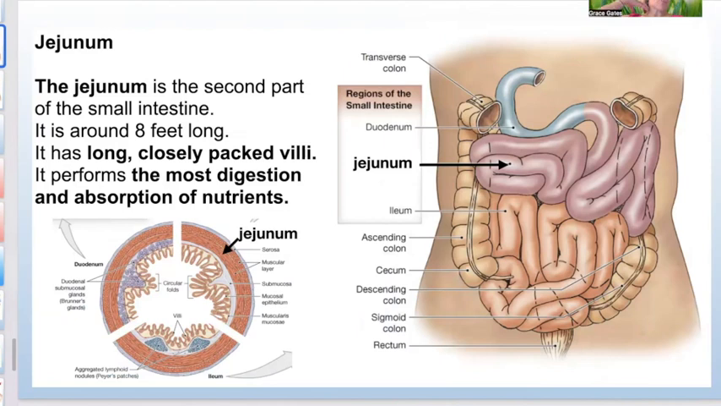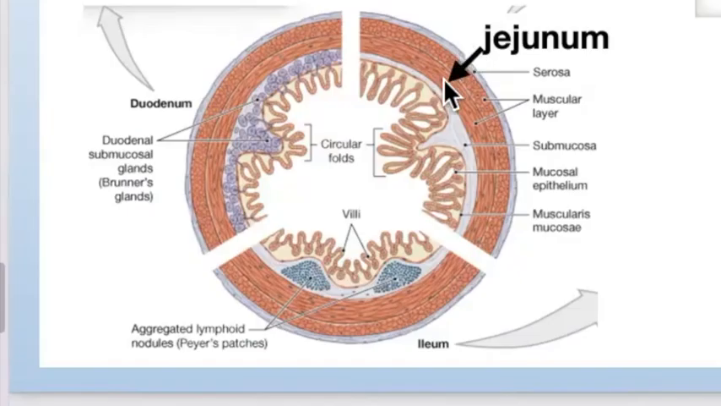The jejunum is the second part of the small intestine. It is around 8 feet long, but you can remember 10 if you want. It has long, closely packed villi, and it performs most digestion and absorption of nutrients. And you see here, I have a little cross-sectional view showing the jejunum, and you can see that the villi are quite long and closely packed. You can compare them to the villi in the duodenum, which are shorter and more widely spaced, and in the ileum, where the villi are also shorter and more widely spaced.